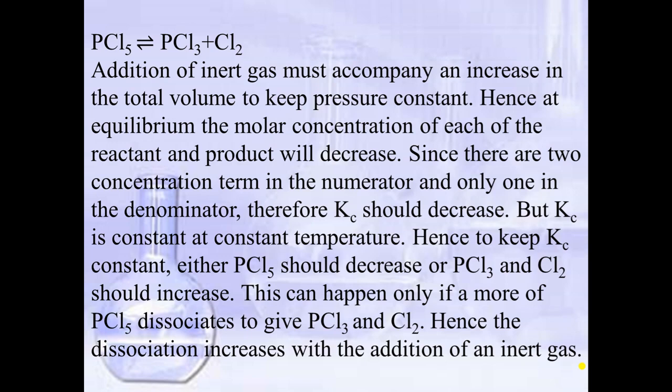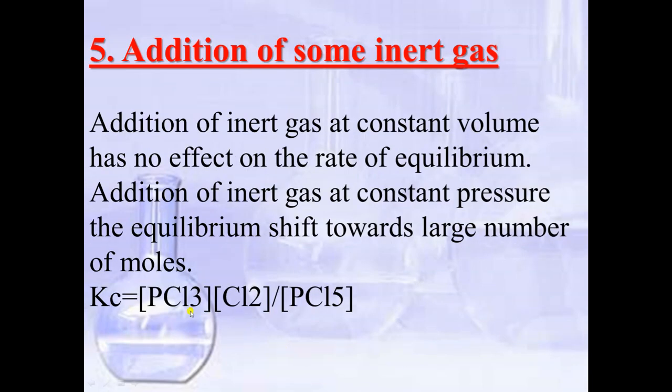Now the formula of Kc is concentration of product divided by concentration of reactant, right? Now the concentration of product and concentration of reactant both decrease. But there are two concentration terms present in the numerator and one in the denominator for this reaction. So here the value of Kc decreases. Now temperature is constant, and at constant temperature the value of Kc is fixed. So that means we have to increase the value of Kc. How can we increase the value of Kc?